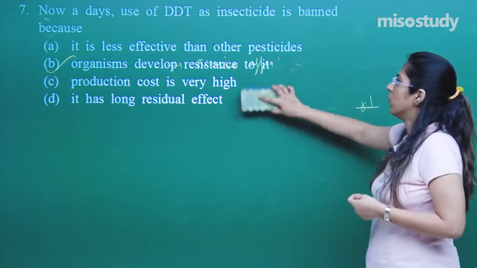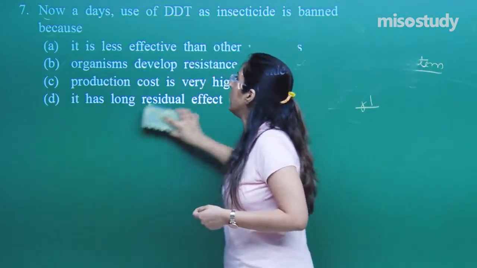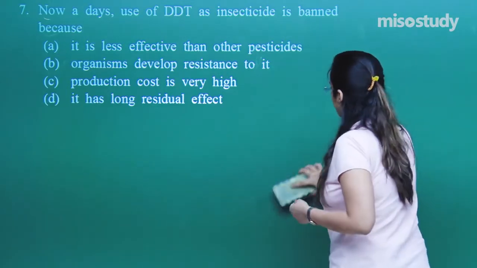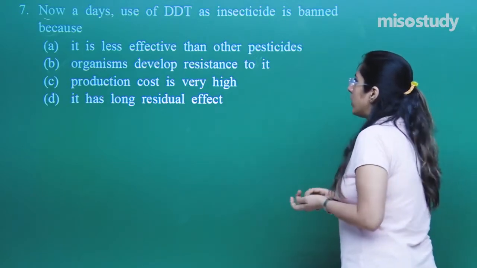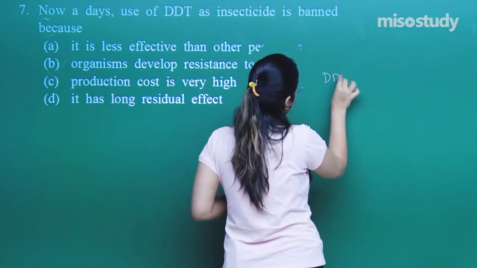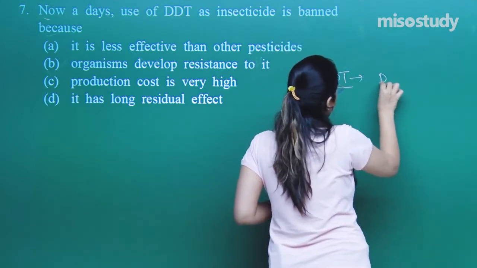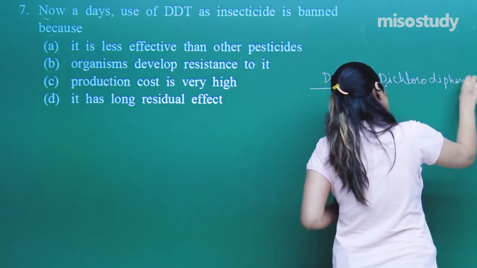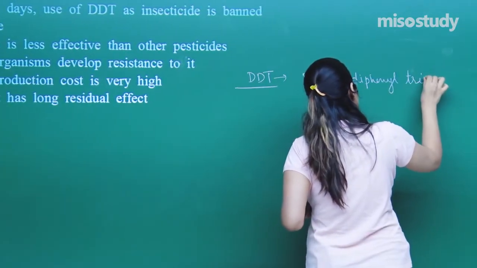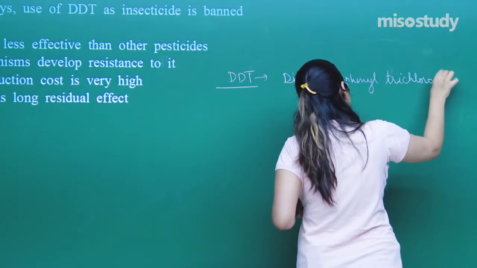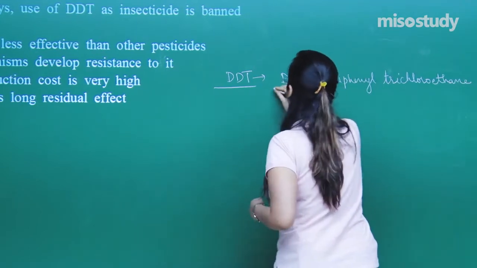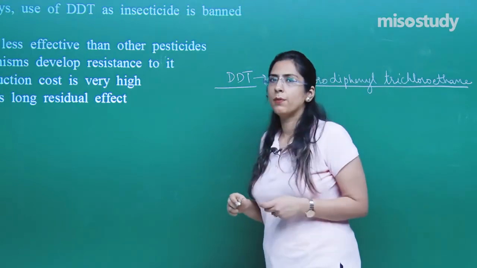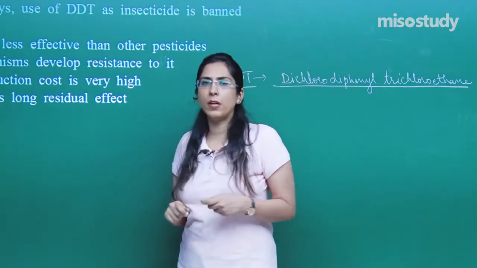Now, nowadays, use of DDT insecticide is banned. Now, what is DDT? DDT is dichlorodiphenyltrichloroethane. This is the full form of DDT. Nowadays, use of DDT as insecticide is banned because, as we have discussed, it moves from one trophic level to another.